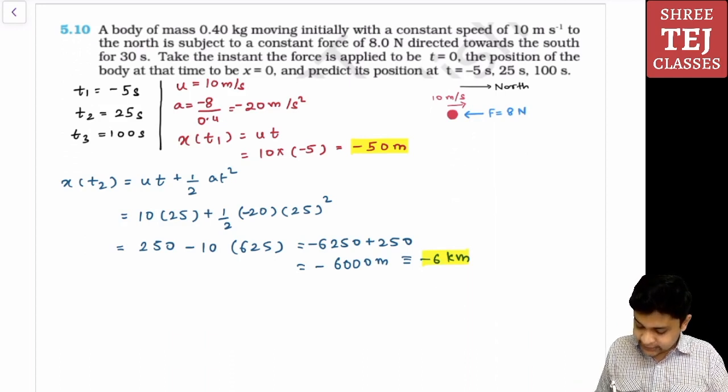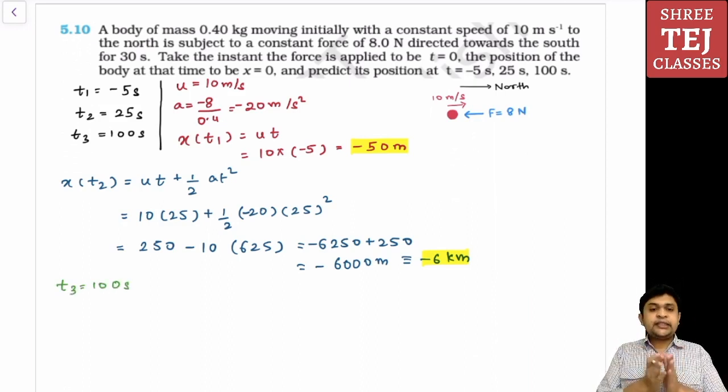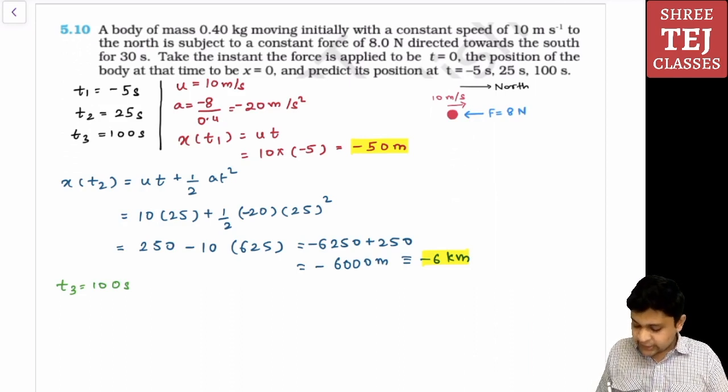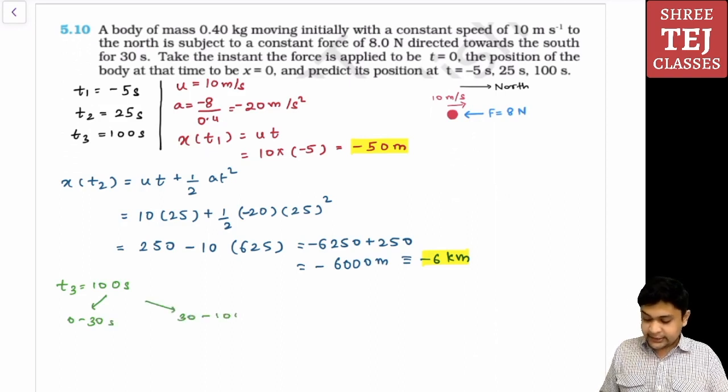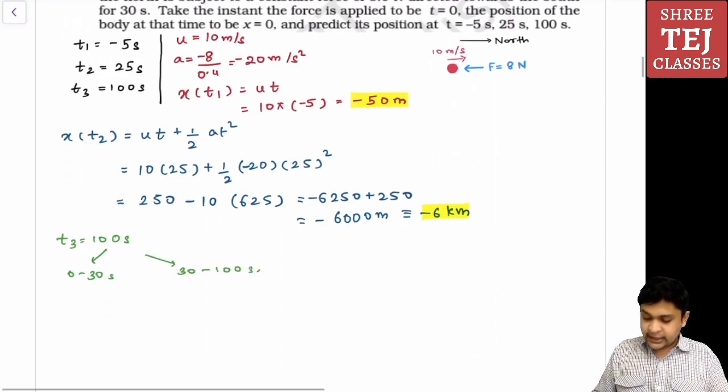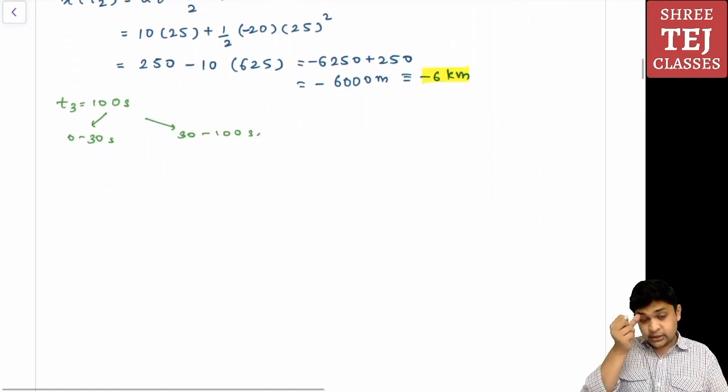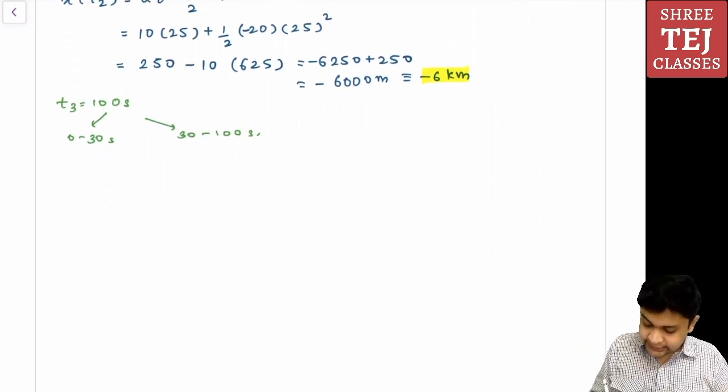And third case, T3 is 100 seconds. So let us divide this motion in two parts. Why do we need to do that? Because for the first 30 seconds, force is being applied, but after that, force is not being applied. So let us divide 0 to 30 seconds and 30 to 100 seconds. So for 0 to 30 seconds, what will happen?